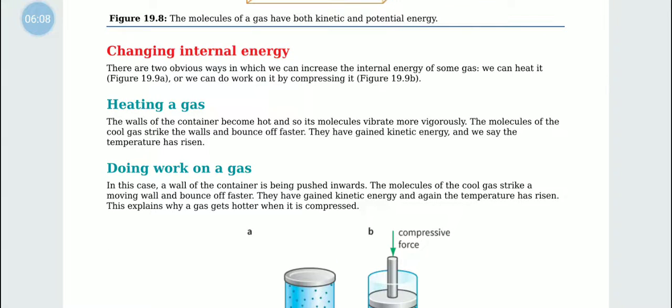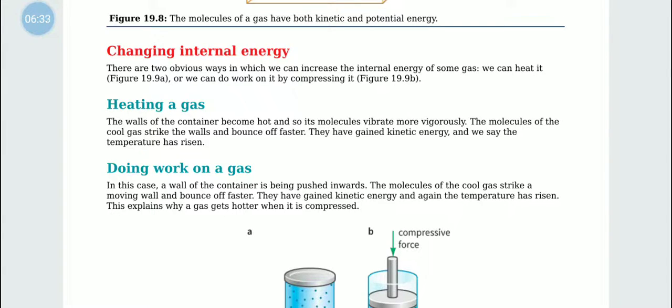When you heat a gas, what happens is the molecules will start vibrating more vigorously. As a result, they start bouncing off the walls faster and they have gained kinetic energy. So the temperature has risen, showing us that the total internal energy has increased.